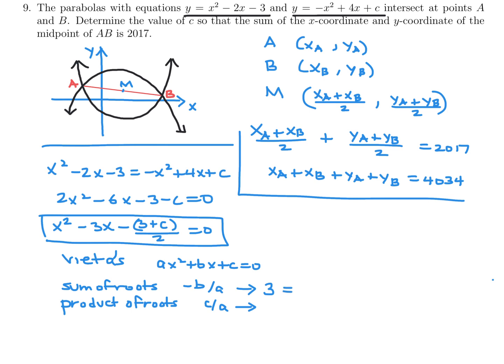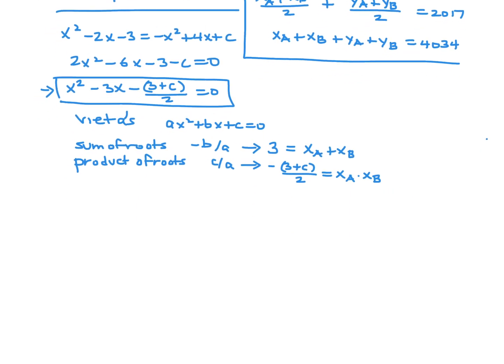And what are the roots? The roots are these two, because those two satisfy the equation. So that means XA and XB are the roots. And then the product of the roots from this equation, the c over a, would be minus 3 plus c over 2. So it'd be XA times XB. Right? Yeah, I believe so. Okay. And I think that's very helpful later on. Right now it doesn't seem very helpful.